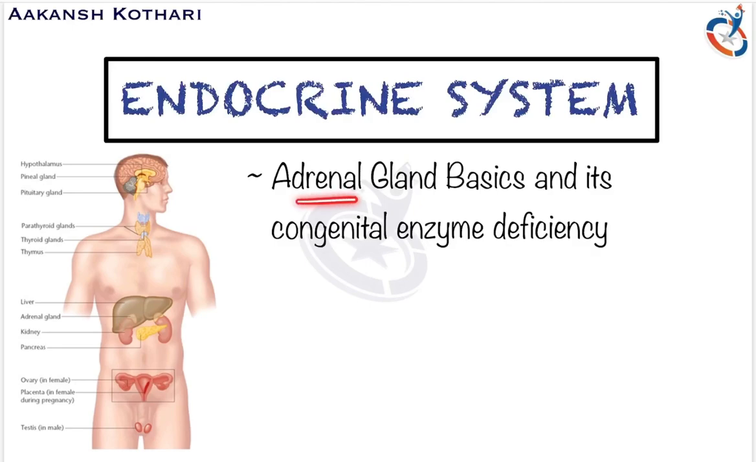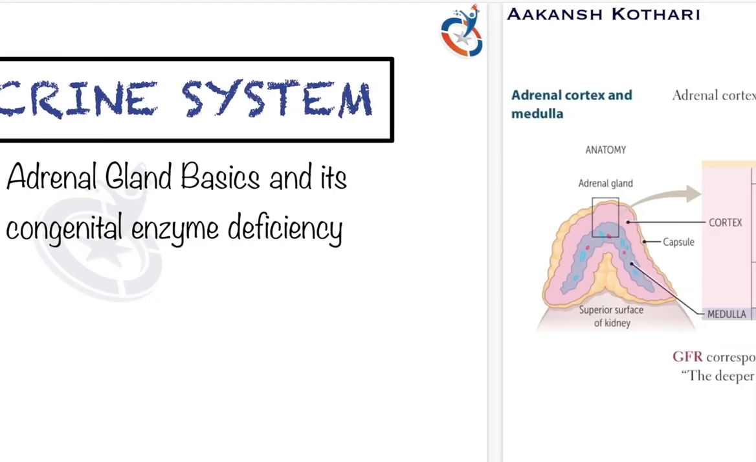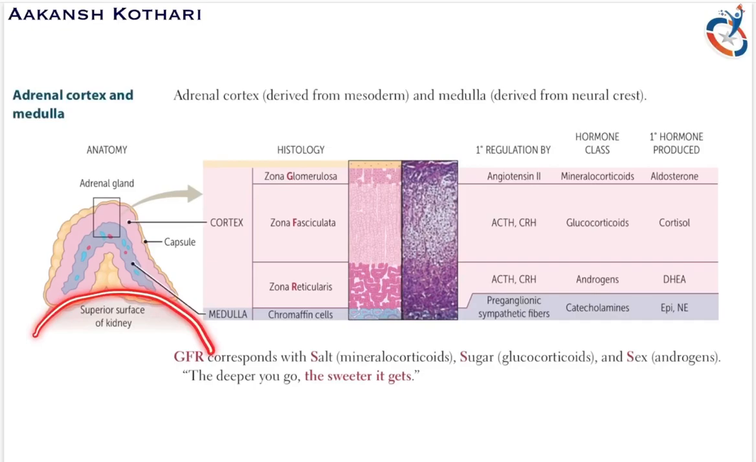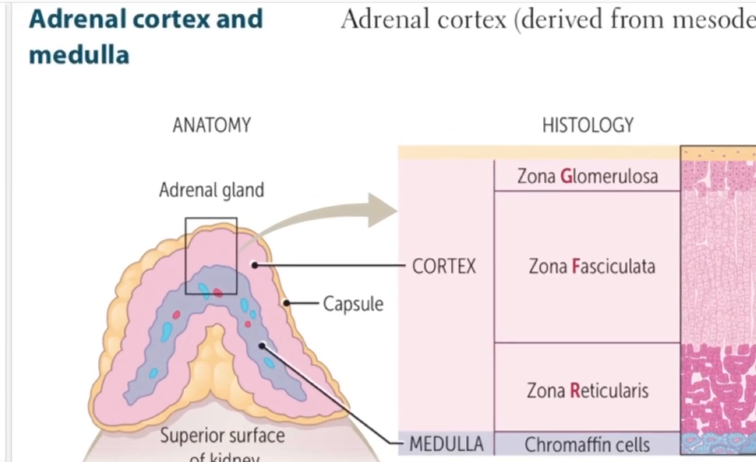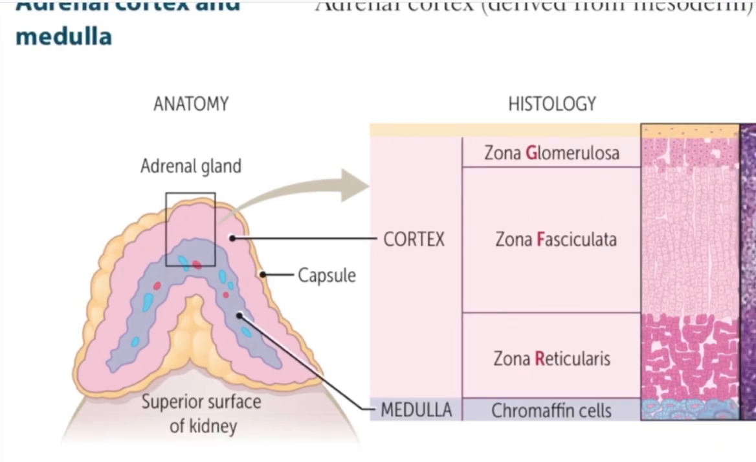Okay, the adrenal gland is also called the suprarenal gland because it is present on the superior surface, or the superior pole, of the kidney. Now, the adrenal gland has two parts, the inner medulla and the outer cortex. There is an inner blue medulla which you can see, and an outer cortex. It is covered by a capsule. So, the adrenal gland is a capsulated gland.